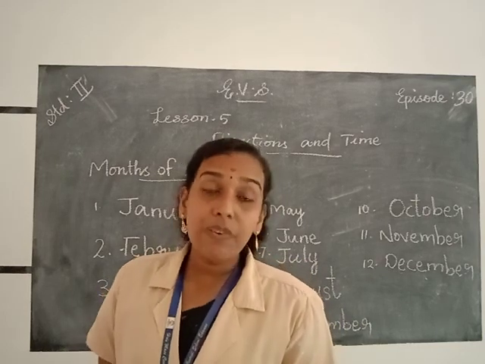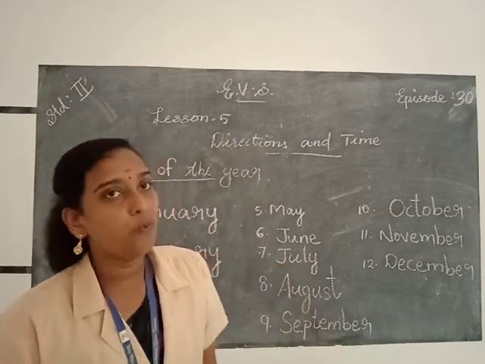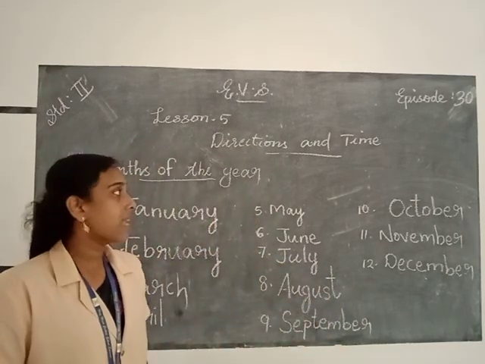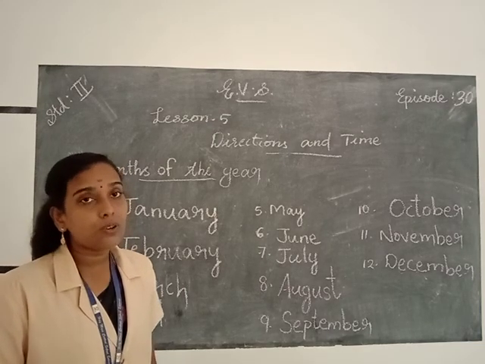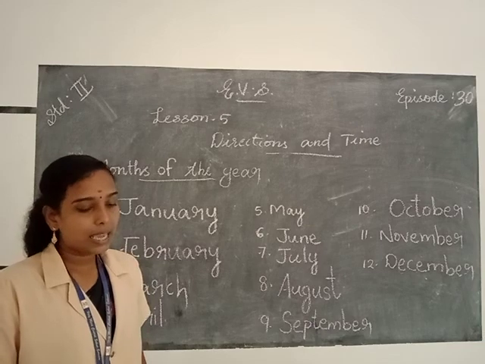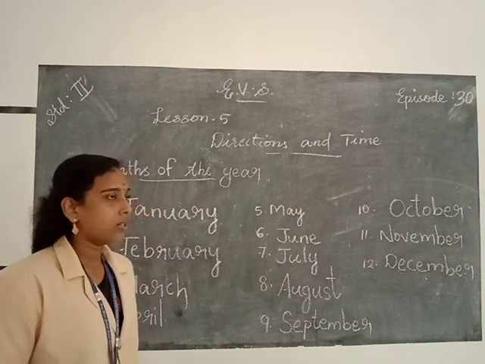Okay, and every month is divided into weeks and 7 days is equal to 1 week. So 1 week is equal to 7 days. Let's see which are the days in a week.